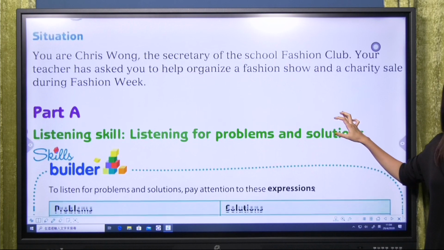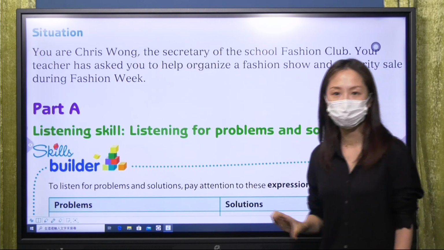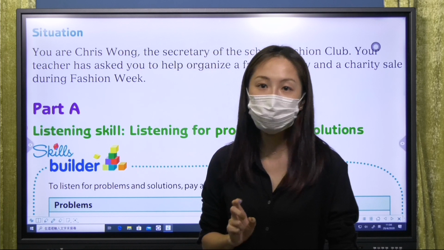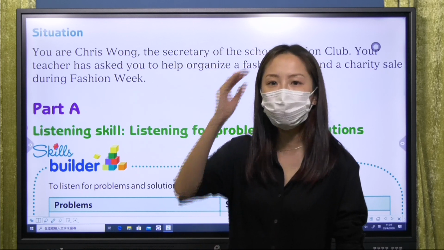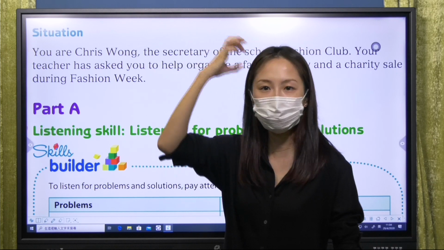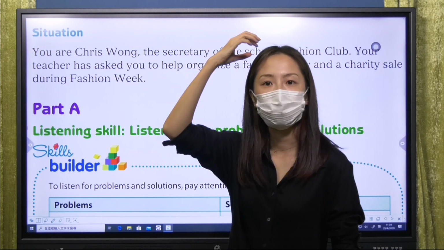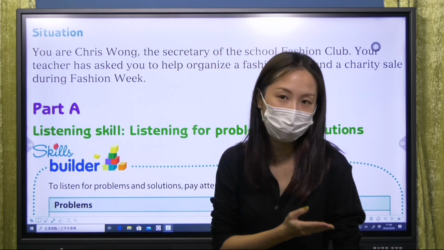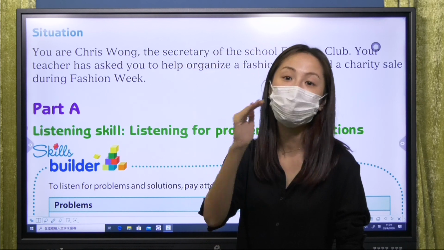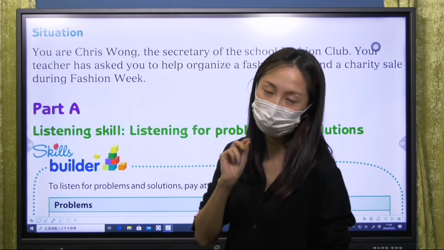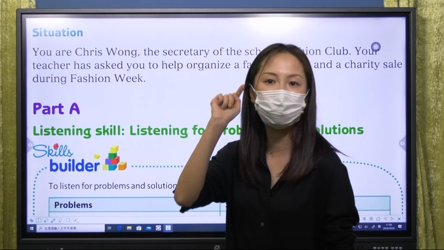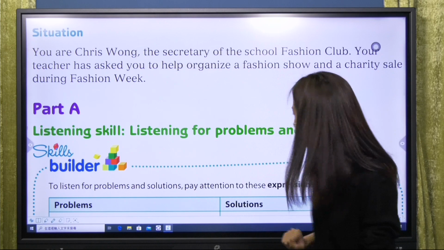After reading the situation, you should know that the keyword of this listening task is fashion. When you know this task is all about fashion, you have to think about all the words related to fashion. There is a high possibility of spelling words related to fashion in your coming tasks, right? So think about the words related to fashion, okay?